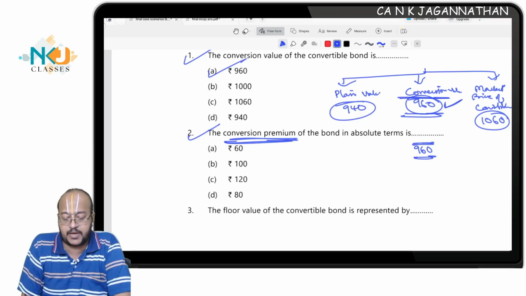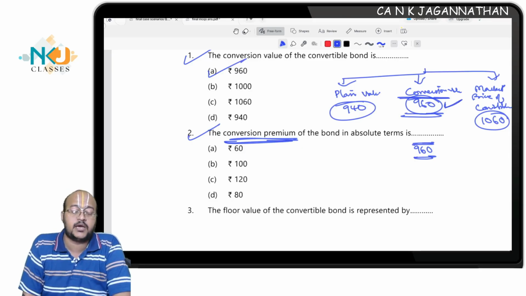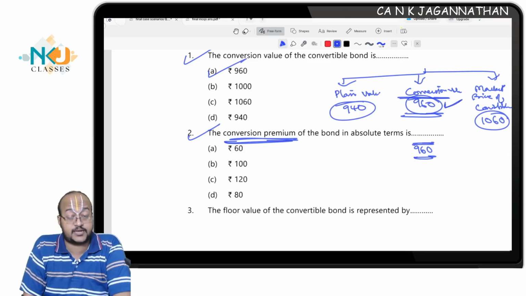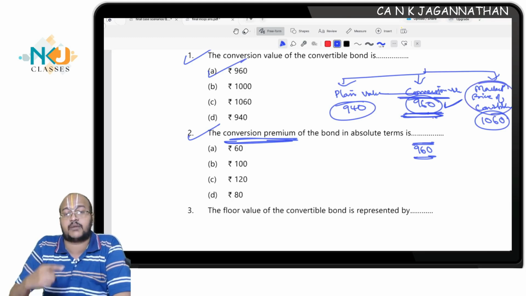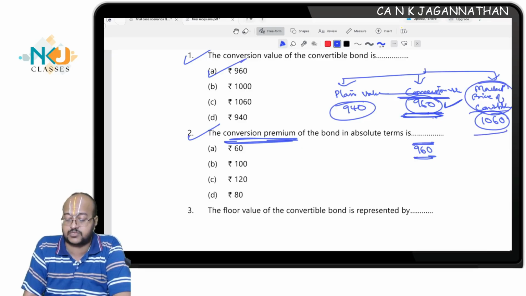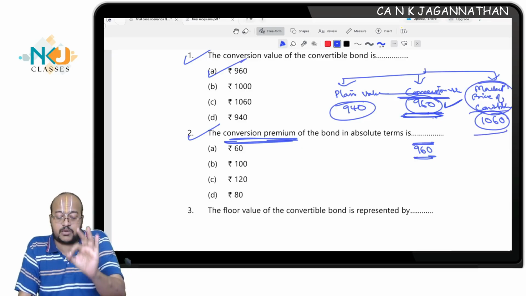So 960 you will pay and get 20 shares worth 48 per share, which means the total conversion value is 960. But instead of buying equity, you are fearful of buying equity today, and you are taking the conversion route. You are buying convertible bonds by paying how much? 1,060, which means here the conversion premium.